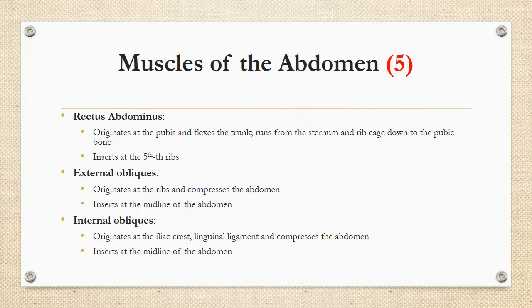Muscles of the abdomen, there are 5. The rectus abdominis inserts at the 5th rib and originates at the pubic bone and flexes the trunk. It runs from the sternum and rib cage down to the pubic bone. Your external and internal obliques originate at the rib and compress the abdomen. The internal oblique originates at the iliac crest and compresses the abdomen. They both insert at the midline of the abdomen.